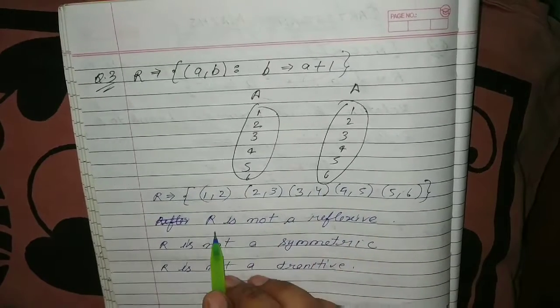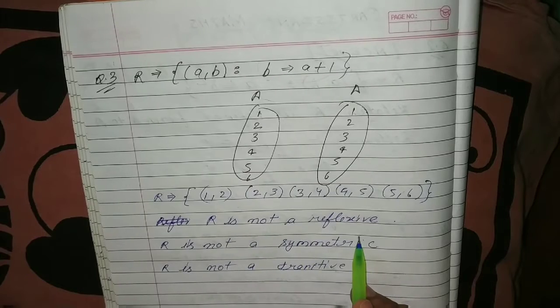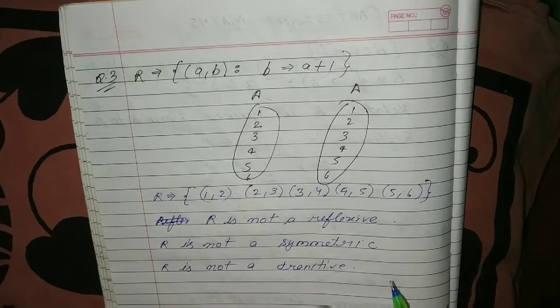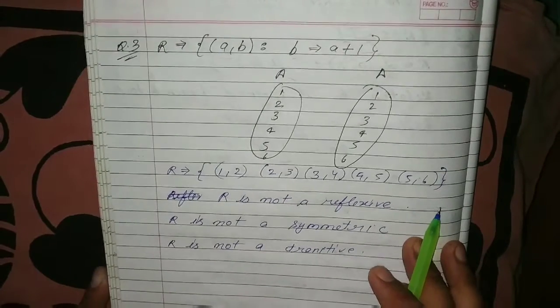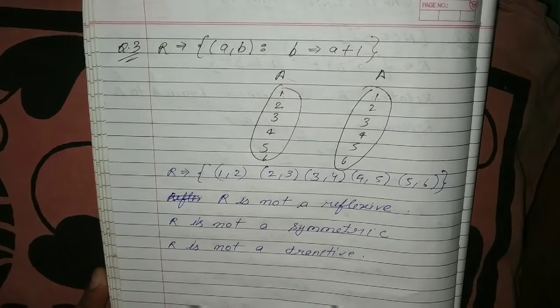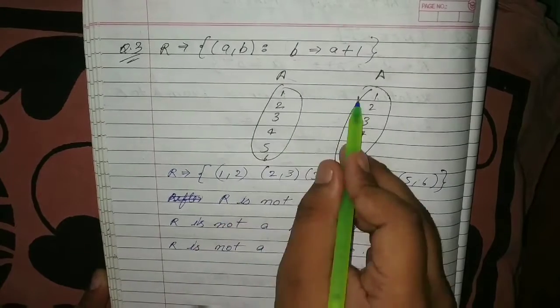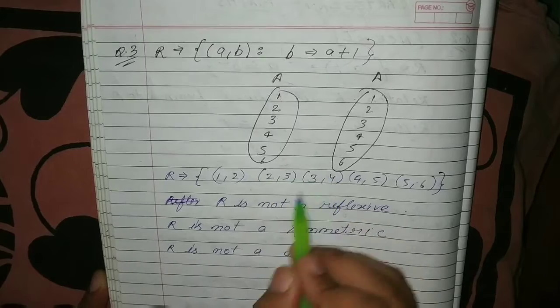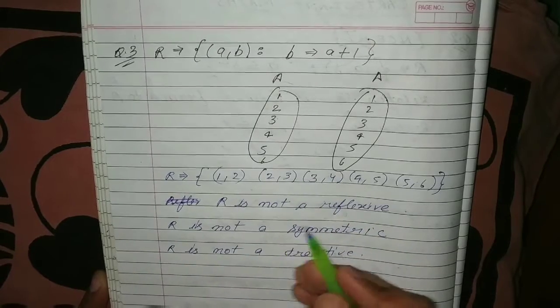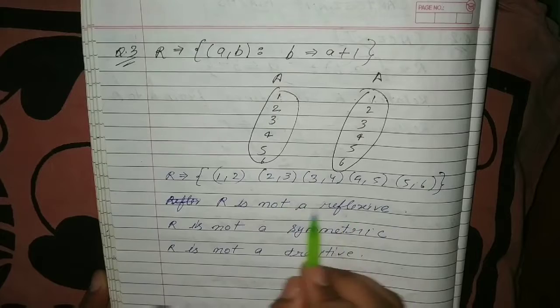Okay guys, I have written here that it is not a reflexive relation. Guys, can you give me the reason? Yeah, you are right. You are going in a correct way. Because (1, 1), (2, 2), (3, 3), (4, 4), (5, 5), (6, 6) are not here. That's why it is not a reflexive relation.